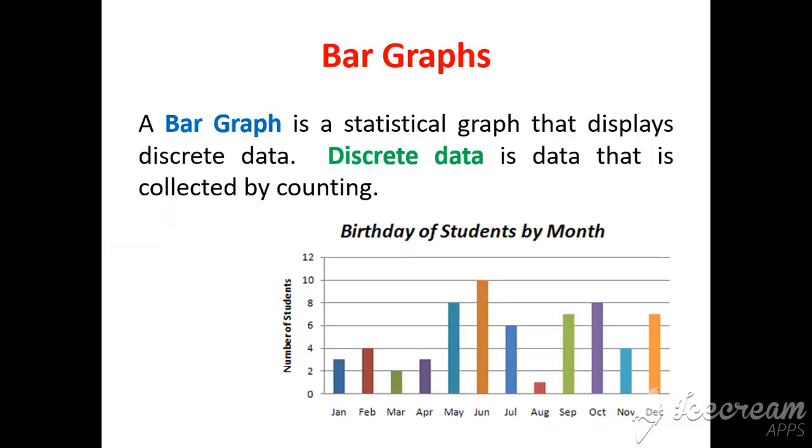Now, a bar graph is a statistical graph that displays discrete data. Remember, discrete data is data that is collected by counting. Discrete data also must be whole numbers. It can't be part numbers or decimals because when we count, we've got to count in whole numbers. Here's an example of a bar graph, which is the number of students and the birthday of their students in what particular month of the year.